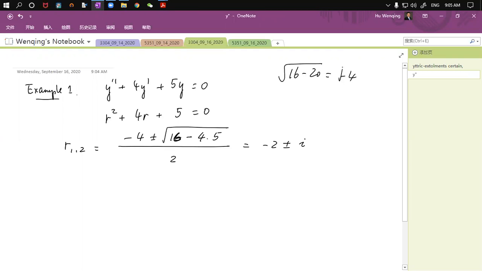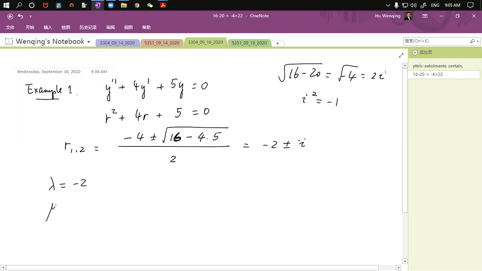And therefore, the square root of minus 4 is 2 times i. Right? i squared is minus 1. So you have 2 times i divided by 2, so that's i. So for lambda, you have to recognize that the real part is minus 2 and the complex part is 1.